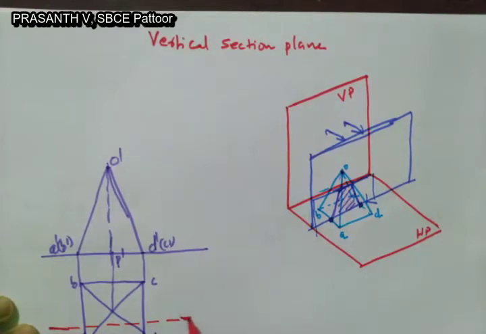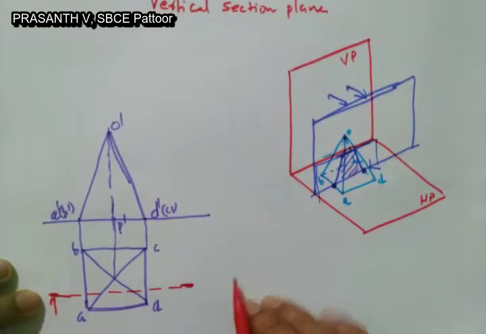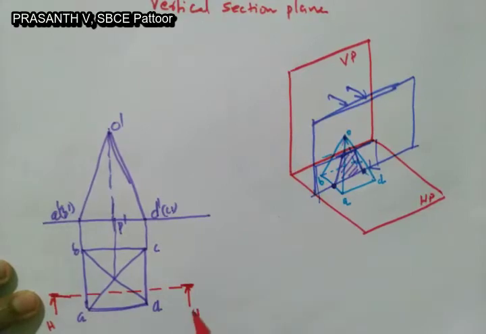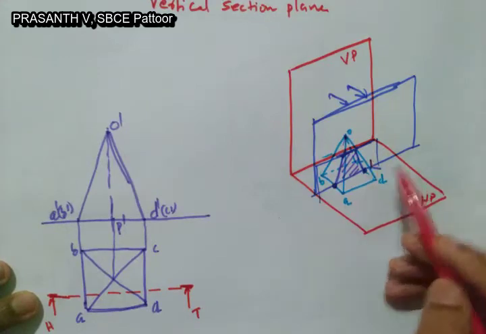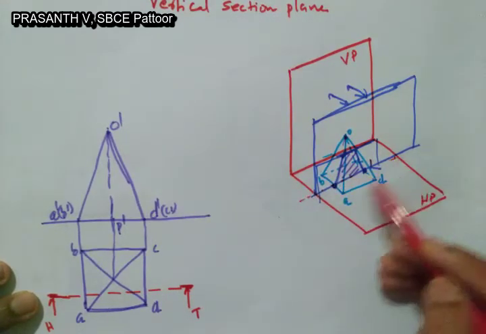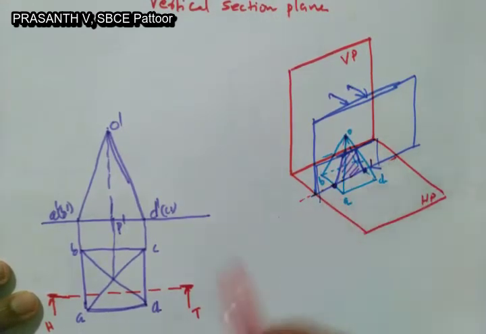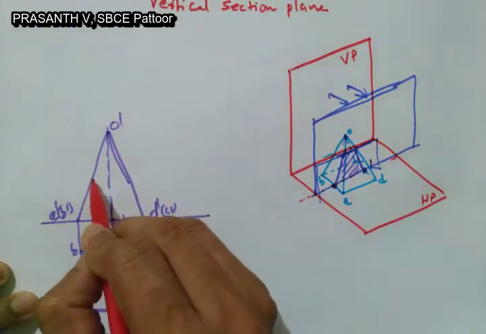So here also it is a chain line with ends thick. You have to put arrows like this, and here the trace is the horizontal trace. Since the section plane is perpendicular to HP, we will get a horizontal trace. So this will be the horizontal trace or the cutting line. You have to remember this carefully. If the section plane is perpendicular to HP and parallel to VP, then the cutting line will be in top view and you get the sectional view in front view.